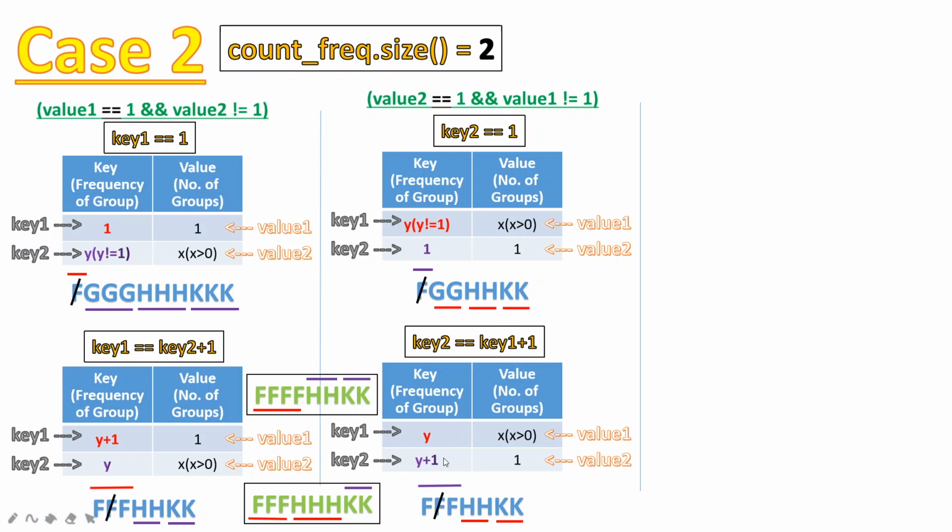So it's very vital to have the higher frequency corresponding to the key for 1. So this key, that is the higher y plus 1, must be corresponding to 1. That's why we have a condition that whatever value is 1, that key must be greater, right? So over here we have value 2 as 1, so key 2 must be greater. And by what? By 1 value.